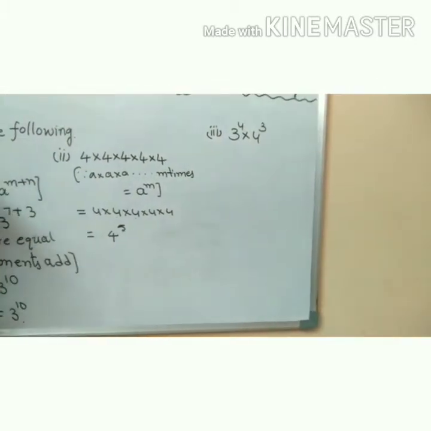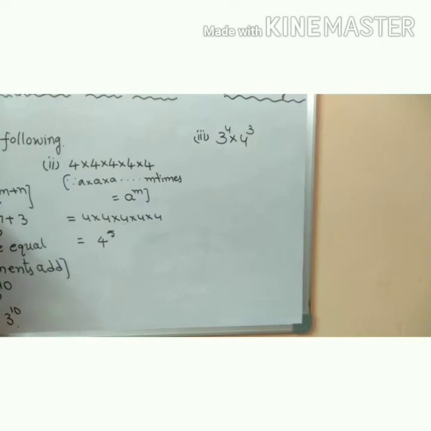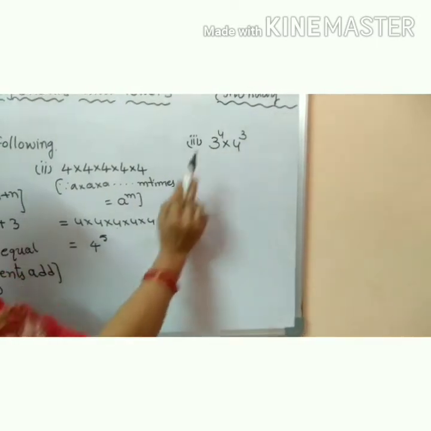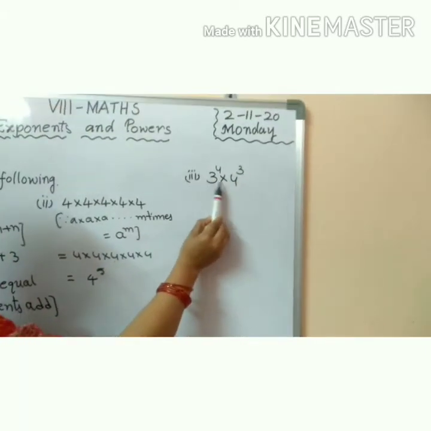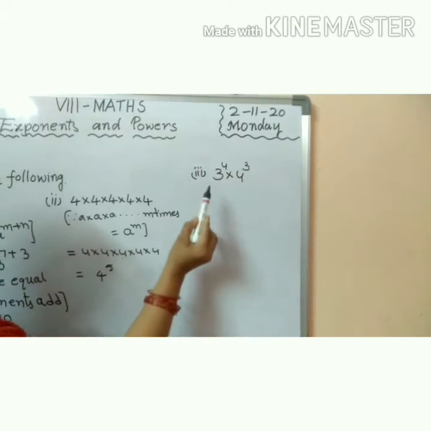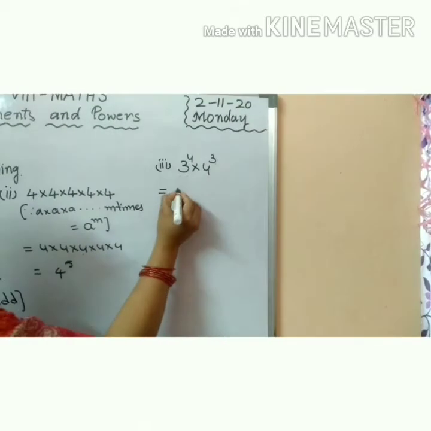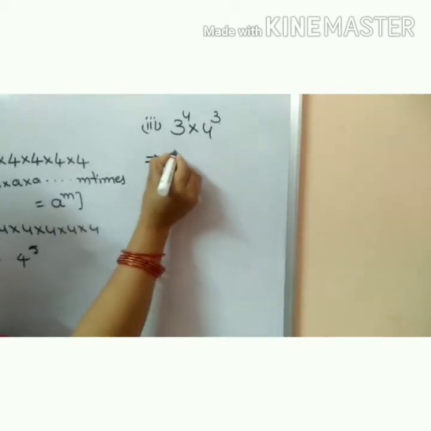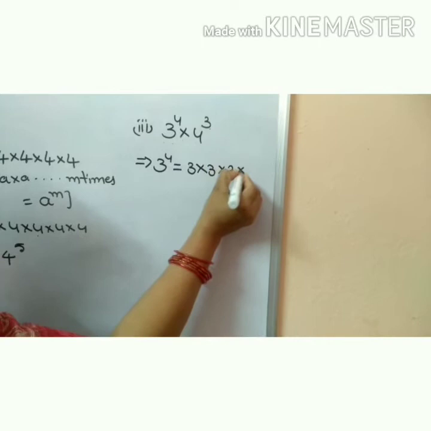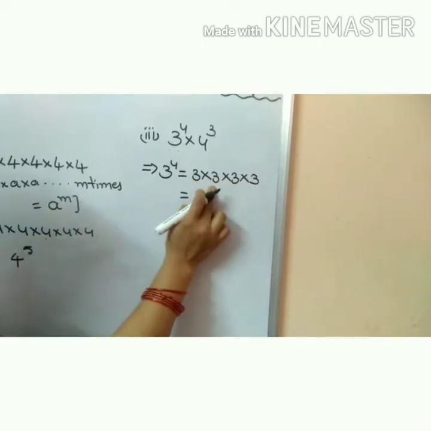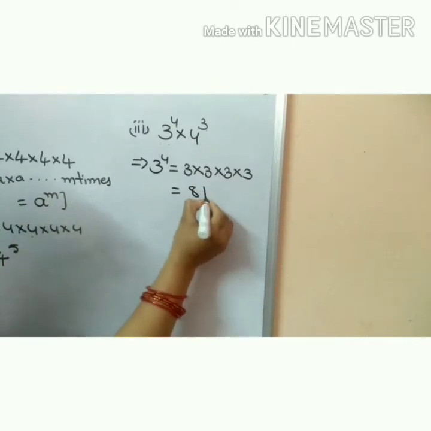Next problem: 3 power 4 into 4 power 3. In this case, the bases are different and the exponents are also different, so we cannot use the laws of exponents. We simplify instead. 3 power 4 is 3 into 3 into 3 into 3. 3 3s are 9, 9 3s are 27, 27 3s are 81.